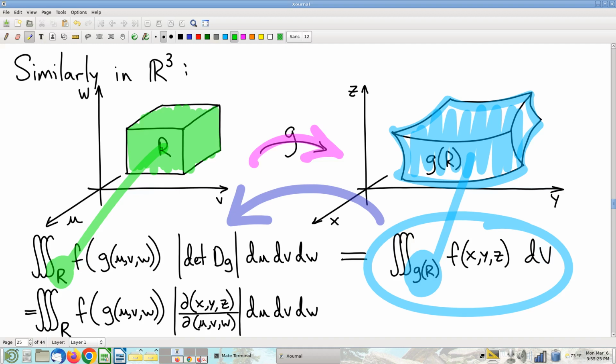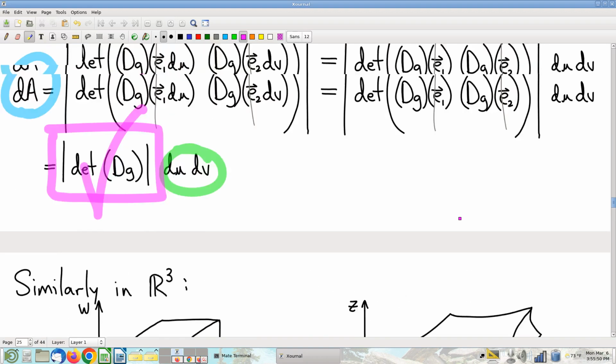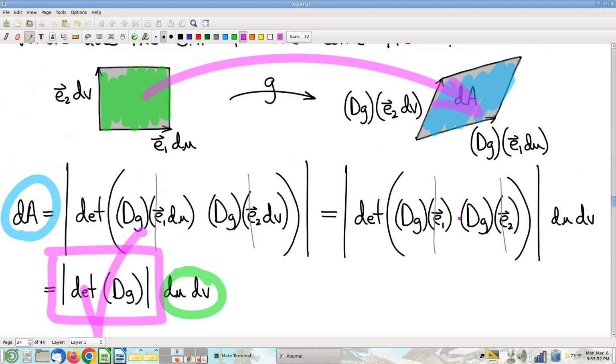And all you have to do to make this work is figure out what the corresponding stretching factor is. How much does this function stretch out volumes this time? And that stretching factor is, again, the absolute value of the determinant of the derivative matrix. I'm going to leave that particular detail as an exercise for y'all. This is a very healthy exercise. It's going to be an argument practically identical to this. The only difference is that instead of a rectangle, it'll be a rectangular box.